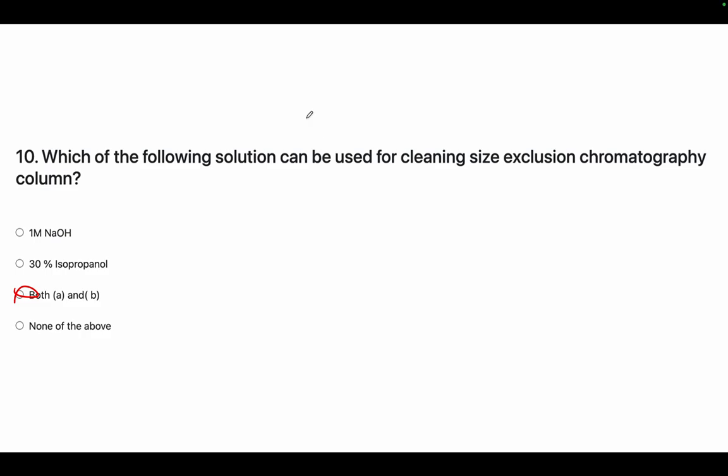Occasionally, if you think that a lot of protein is stuck in your column, then you can even pass a protease and incubate the column with your protease. That will degrade the protein and then you can elute that from the column. But it's recommended that after every, say, 20 runs, you should clean your size exclusion column.